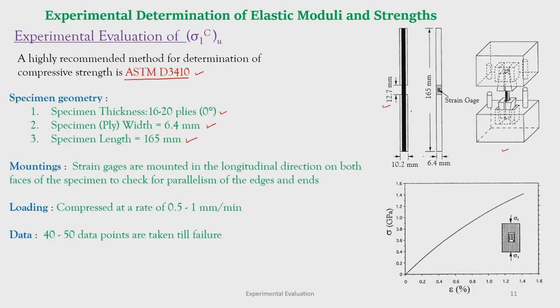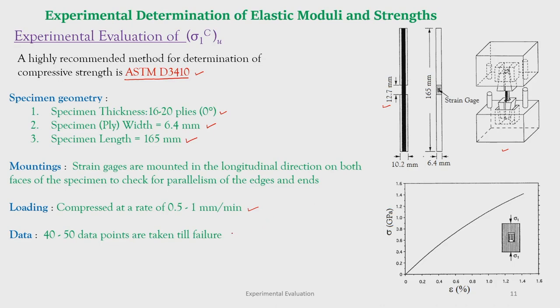That means we put constraints on almost the major portion of the length of the specimen. This is to eliminate buckling. Otherwise, if we apply load and there is not sufficient constraint, it might buckle. Therefore, it is constrained in most of its length, only 12.7 mm is left. Strain gauges are mounted in the longitudinal direction on both faces of the specimen to ensure that they are parallel. When we are testing this, we should ensure that the specimen is straight and parallel. If so, the strain gauges mounted on both surfaces will give identical readings. If not, there is some error in parallelism, or the specimen may not be straight. Then the load is applied at 0.5 to 1 millimeter per minute, and until failure 40 to 50 data points are taken, and we get the longitudinal compression strength at failure.